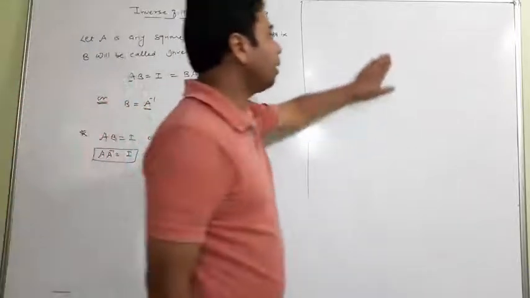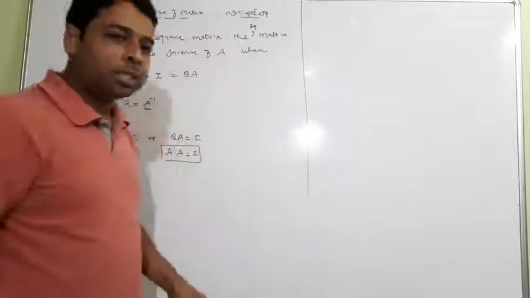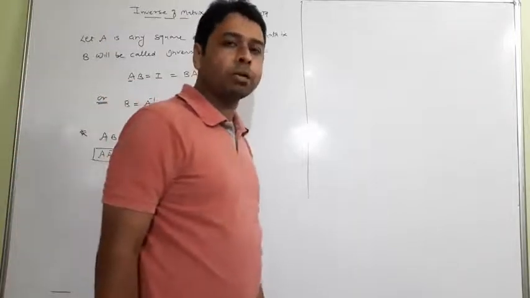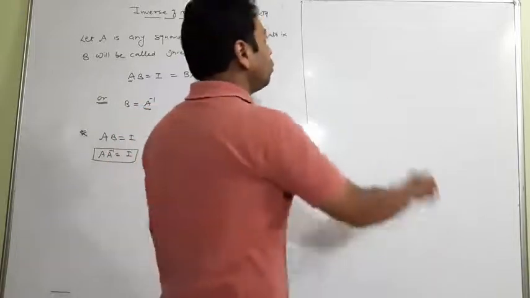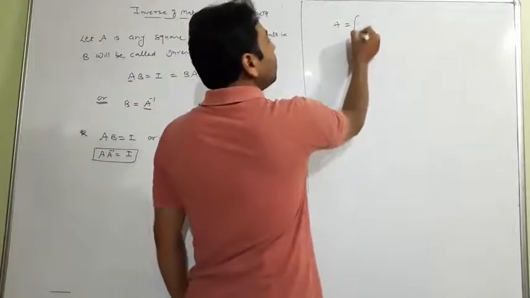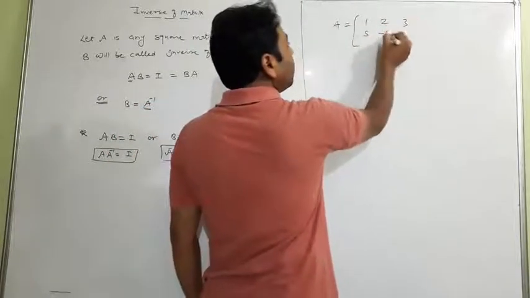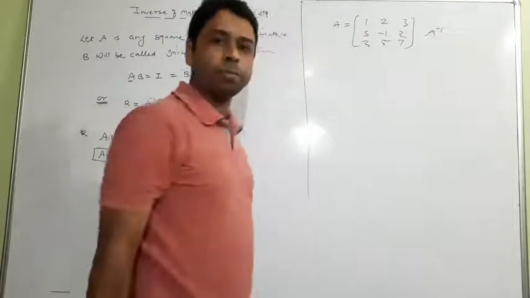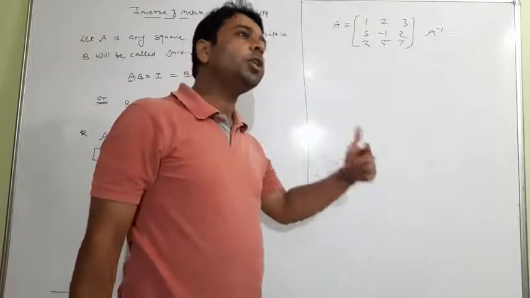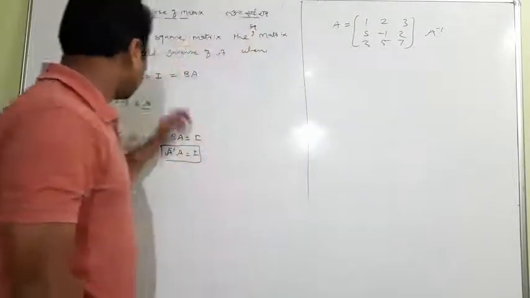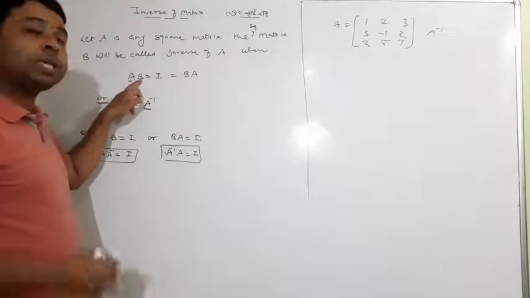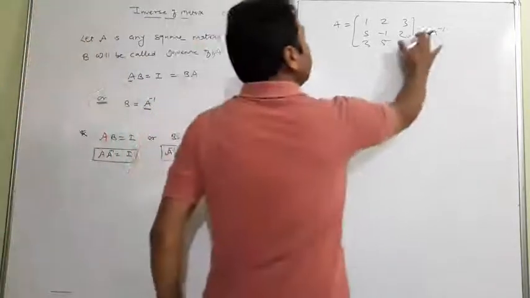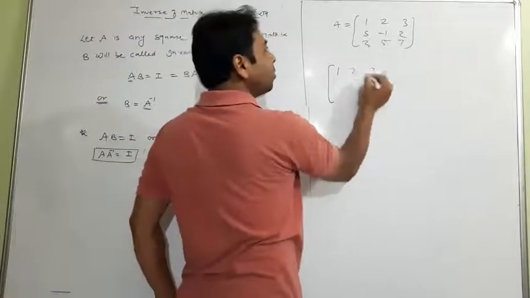Let me go on to the next concept, which is again the inverse of a matrix, but in application, how we can find A inverse. Look here. Suppose A is given as 1, 2, 3, 5, minus 1, 2, 3, 5, 7, and you are told to find A inverse. Initially you will think to find A inverse equal to B or something, so that A into B is equal to I.